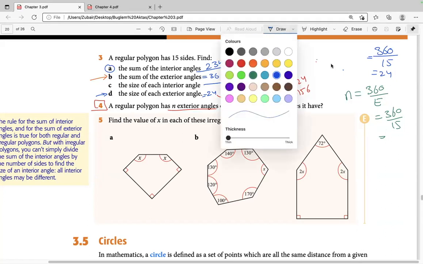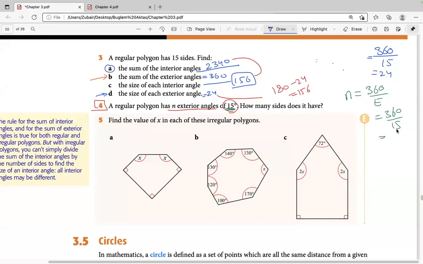I was going for simplification, 360 by 15. So what did you try? 5 3 times and 72 times? Or did you think of 3 5 times and 120 times?